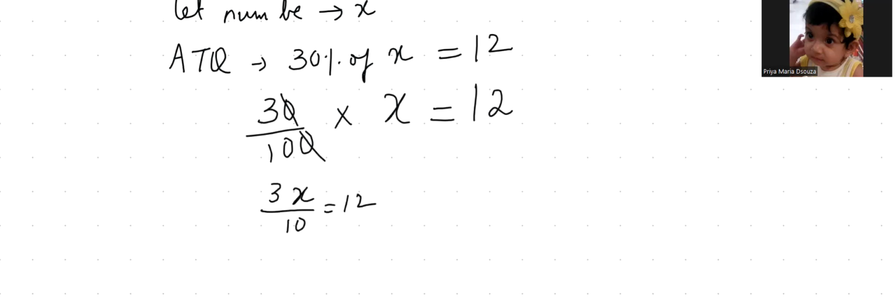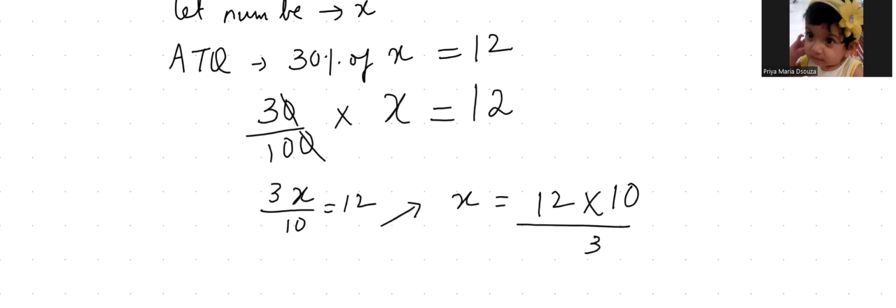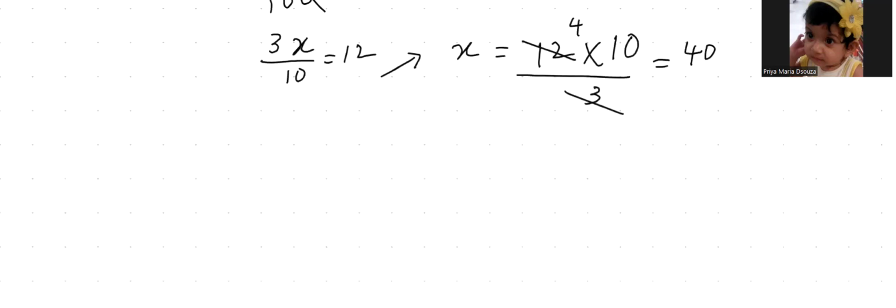Therefore x is what? 12 into 10. The 10 is the denominator on the left hand side; when it comes to the RHS, it goes up. The 3 comes down. Now, 3 fours are 12, so it is 40. x is 40. Fine. So what next?